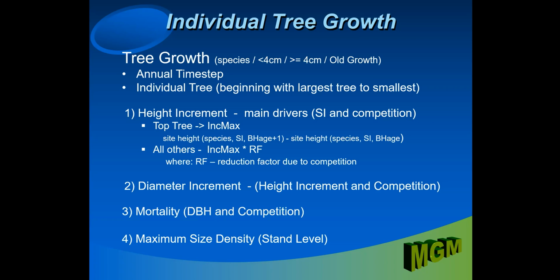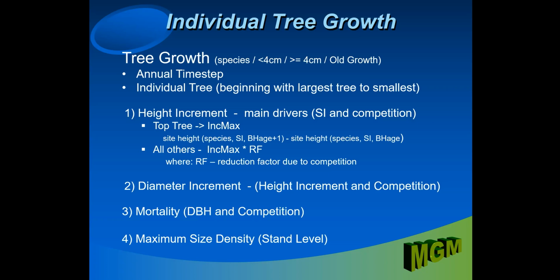At the next phase of annual growth of a single tree, mortality comes into play. It's based on DBH and competition. And at the end, MGM will look at the stand and its density and its size.